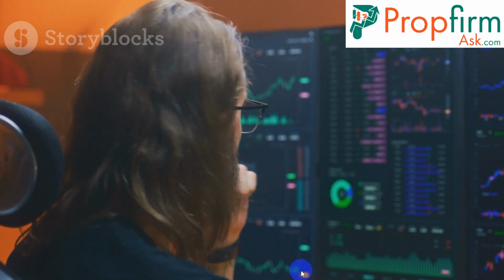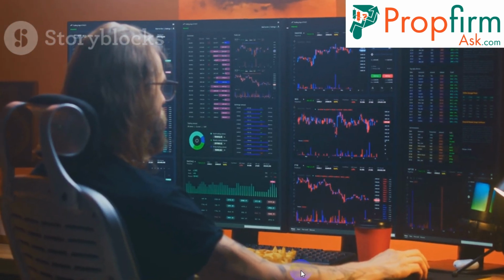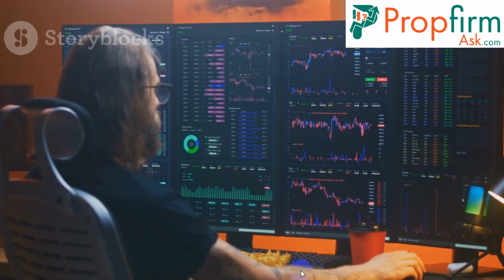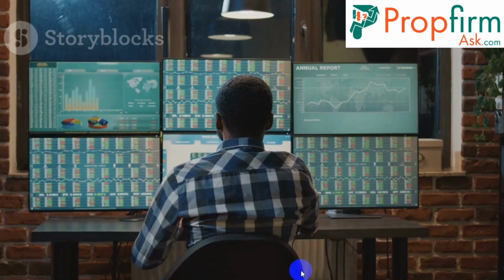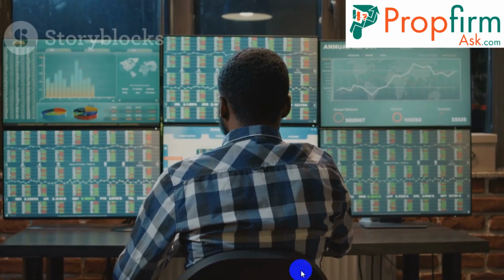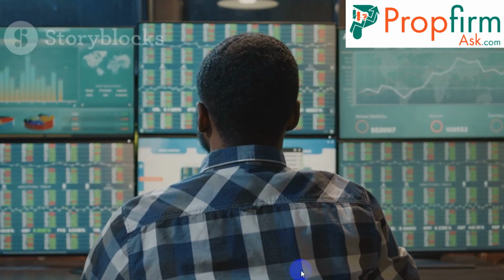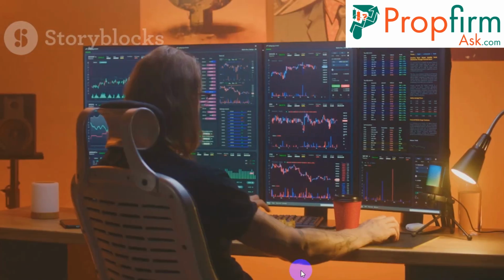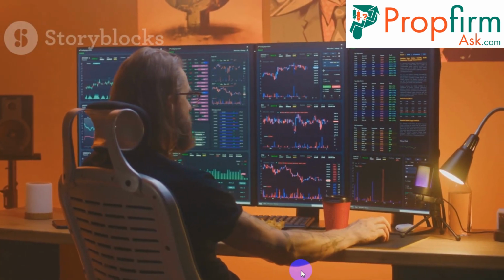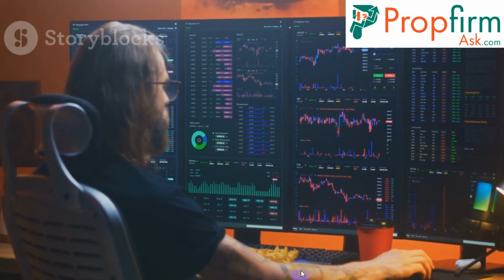Review your journal regularly. Look for recurring themes or mistakes. Are there certain times of day when you perform better? Are there specific market conditions where your strategy excels or falters? By analyzing this data, you can make informed adjustments to your strategy and improve your overall performance.